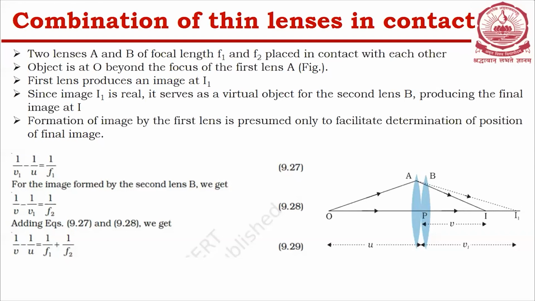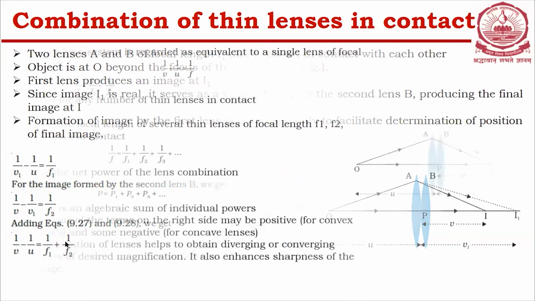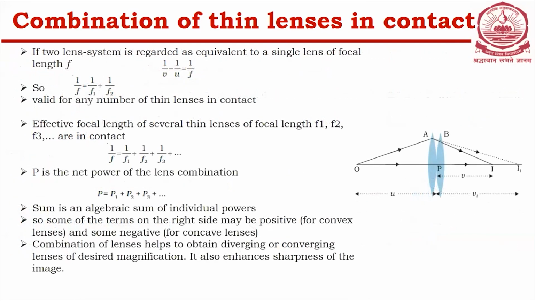So this is the combination of lenses. For the focal length of these two, you can add these two equations: 1/v minus 1/u is equal to 1/f1 plus 1/f2. The left side is the thin lens equation, the combination of these two equations, equal to 1/f1 plus 1/f2, the focal lengths of the first and second lens. That's all, very simple. And you can add as many lenses as you want.